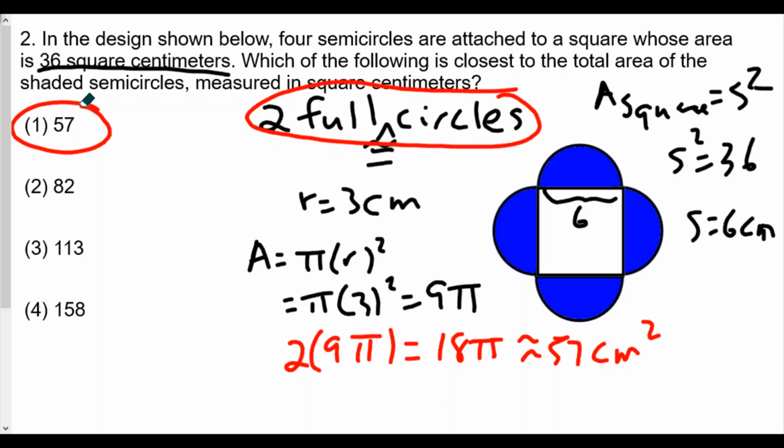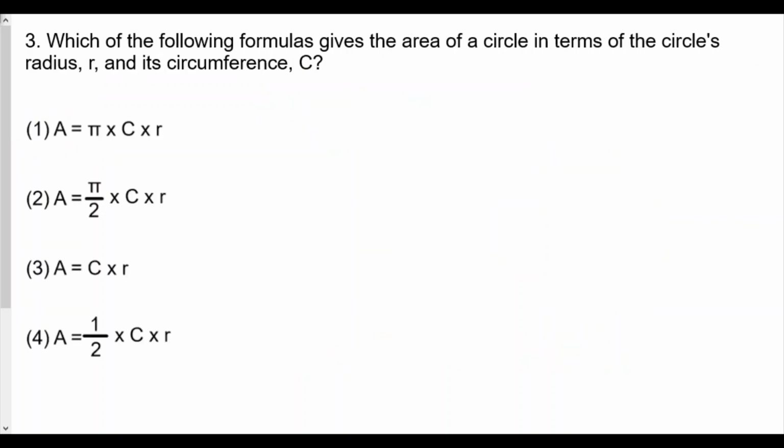Again, the goal is to find the radius of a circle. Question number 3. Which of the following formulas gives the area of a circle in terms of the circle's radius r and circumference c? So let us now again go back to our circumference formula. C equals 2 pi r. And we want it to look like area is equal to pi r squared. Well, that means in this case, we want to do in our first equation is to get r by itself.